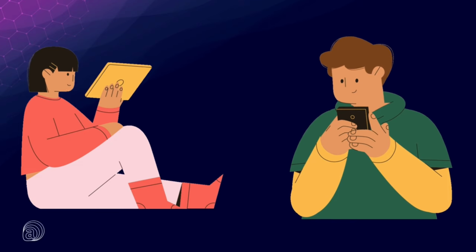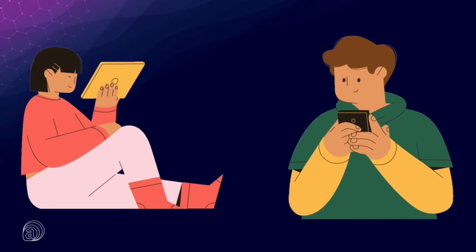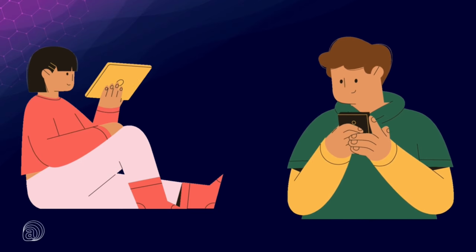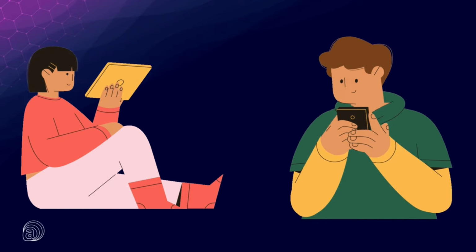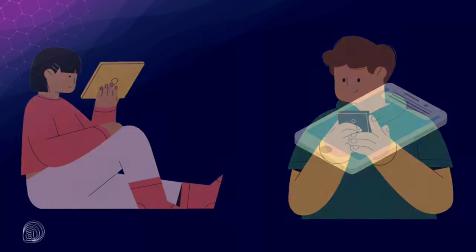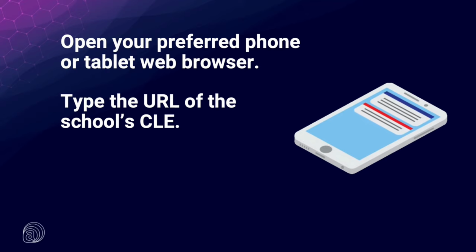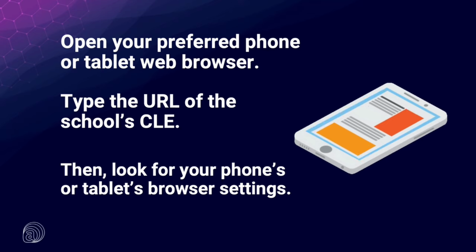Before we begin, if you will view the CLE in a smartphone or tablet computer, make sure that you do the following first to have a pleasant experience of accessing the CLE. Open your preferred phone or tablet web browser. Type the URL of the school CLE. Then, look for your phone's or tablet's browser settings. Refer to the images in the next slides to see where you can locate the settings of the browser you are using.